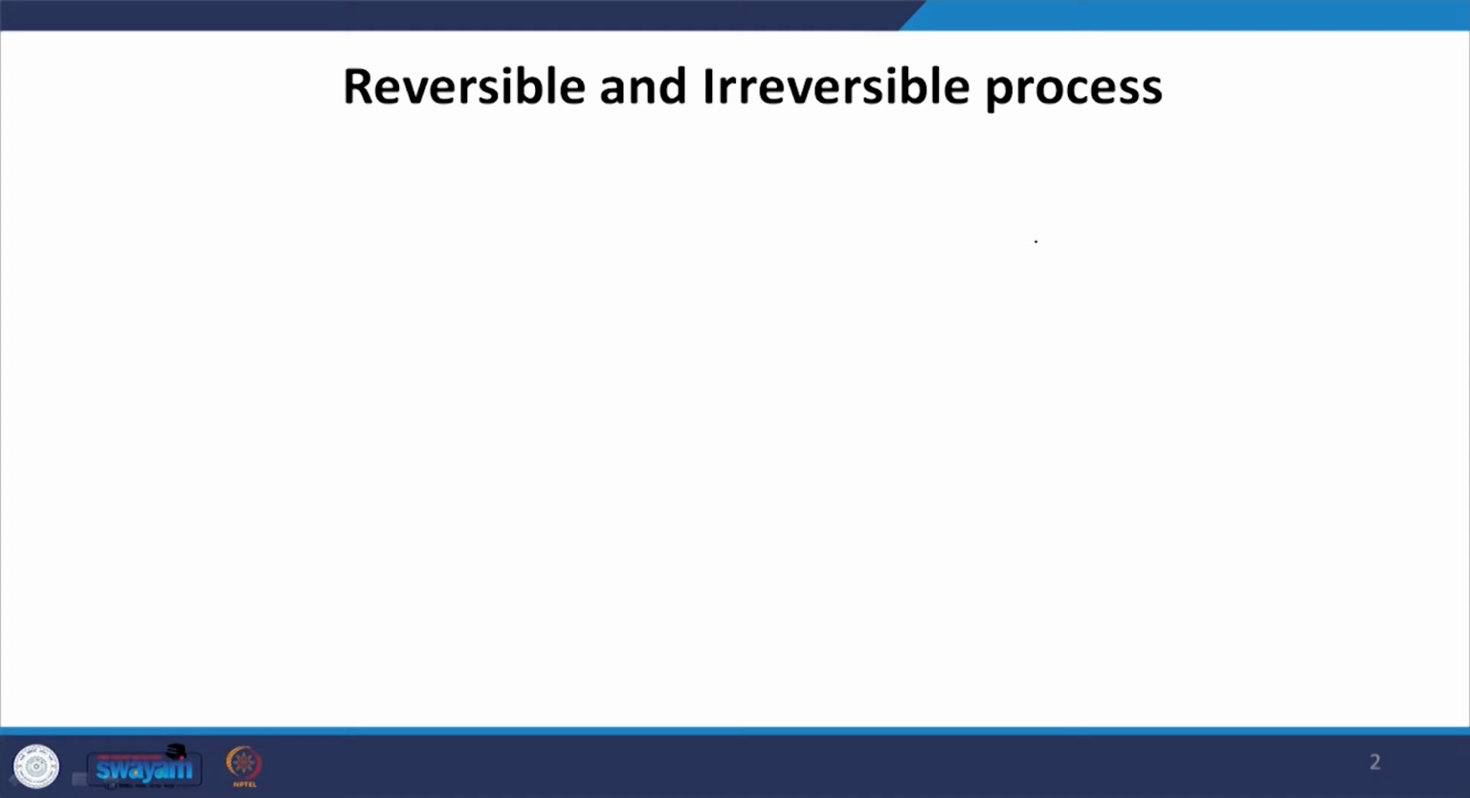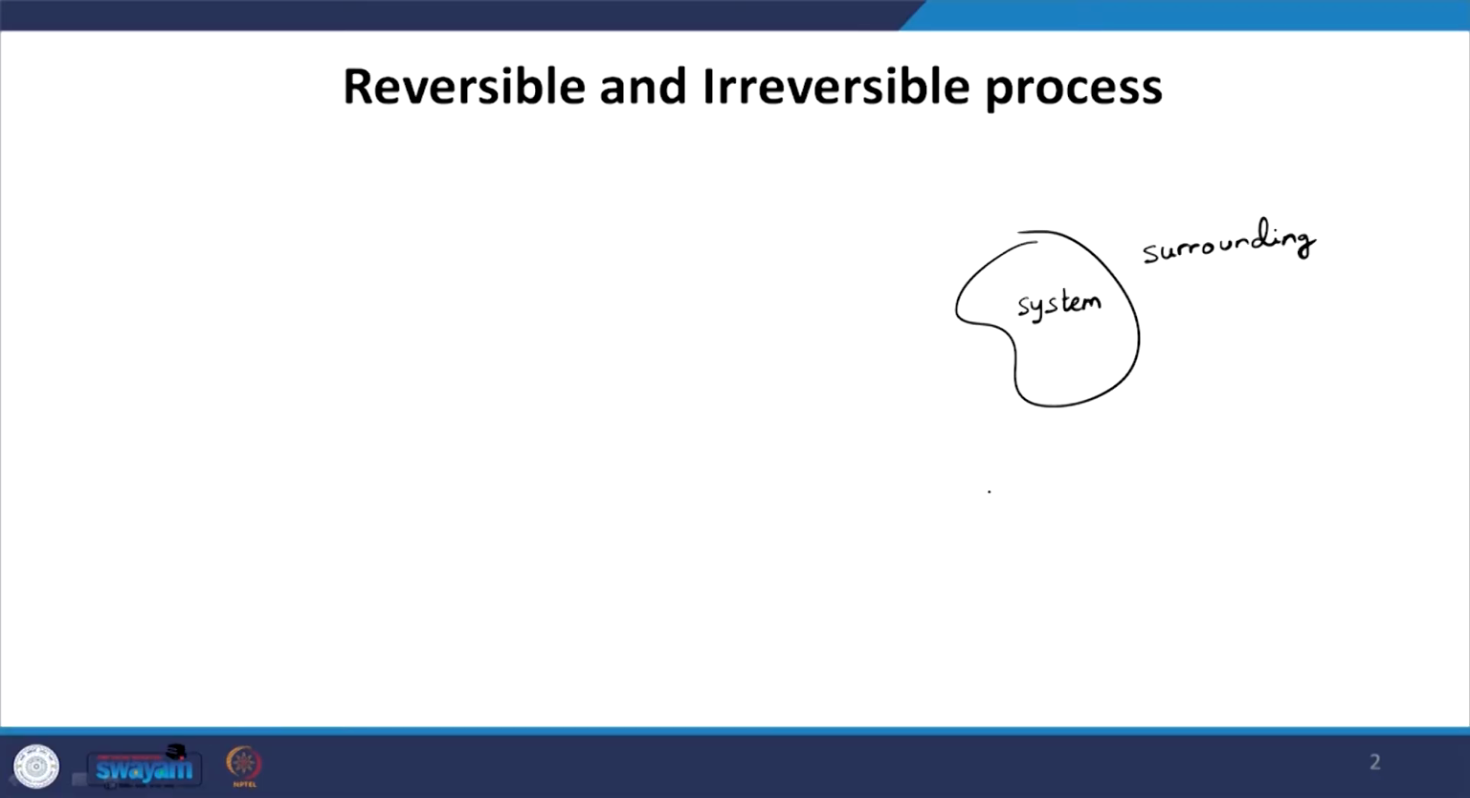So, we already have established that if I look at any particular system, I always look with a surrounding, saying that the system plus surrounding makes my universe. Clearly, surrounding is huge in comparison to the system. And then what we established using the first law of thermodynamics is that the internal energy of the system plus internal energy of the surrounding is constant, or in other words we can say for any process the delta U for the system plus delta U of surrounding should be equal to 0.